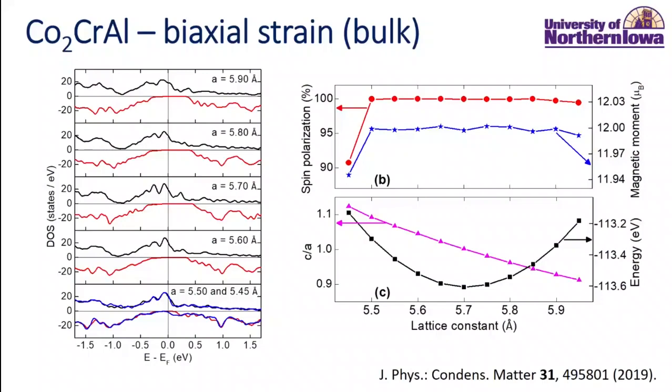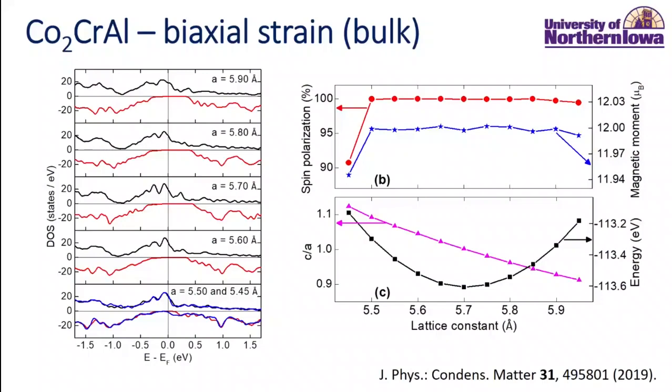The figure is shown here, and again very good news. We can see that the half-metallic properties are retained for more or less the entire range of considered biaxial strain. Here we have a plot of the density of states for various in-plane lattice constants. And here we plot the C over A ratio, and the important figure is shown at the top right. It shows spin polarization and calculated magnetic moment.